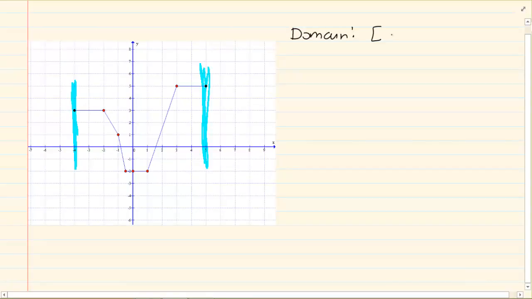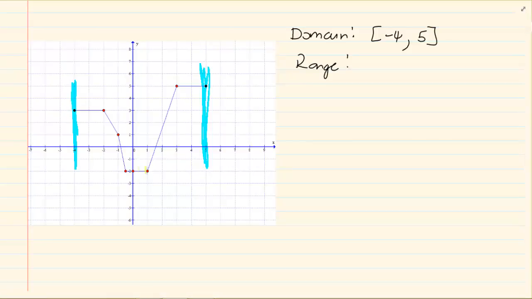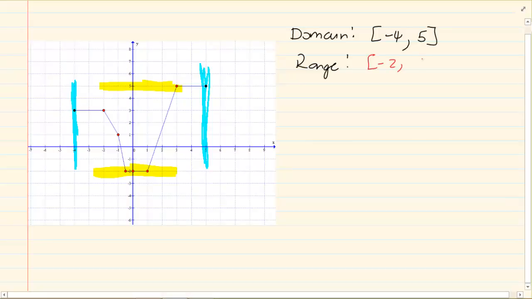We write it as -4 to 5. And our range, what is our lowest? -2. And the highest is 5. So it's -2 to 5. Why the square brackets? Because they have closed, colored in circles for us. That is why we have closed brackets.